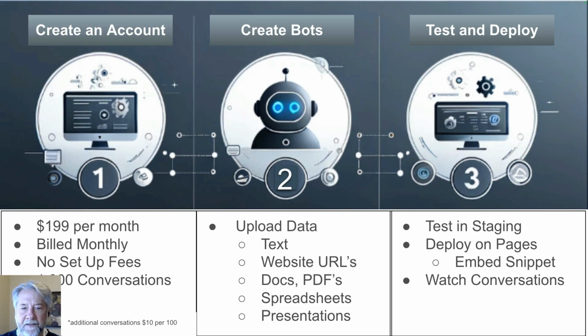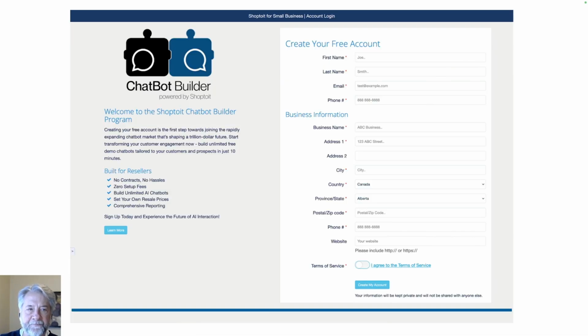You can upload text, so copy paste. You can upload websites, which is what we're going to focus on today to get you started. All kinds of different document formats and PDFs. You can do spreadsheets, presentations, you can do scripts, videos, all kinds of stuff. And then you test it in staging, you deploy it on the page that you want it to go on, and you start to watch and monitor the conversations as the system learns and grows.